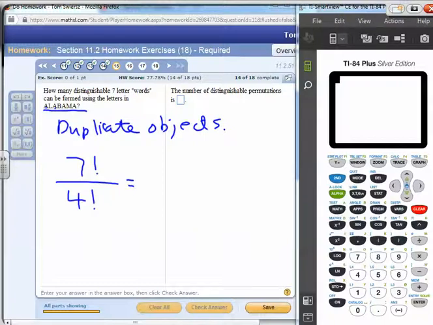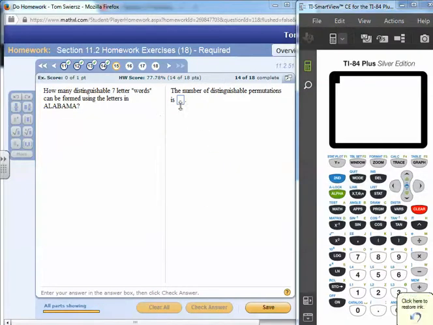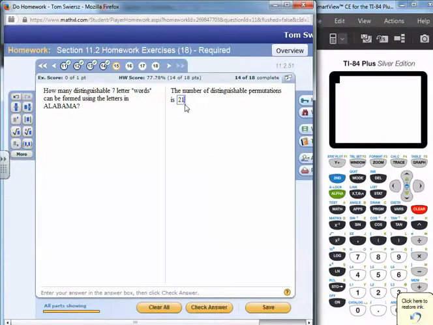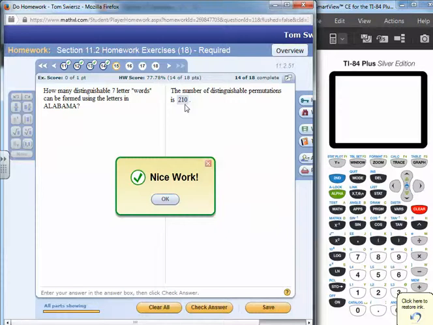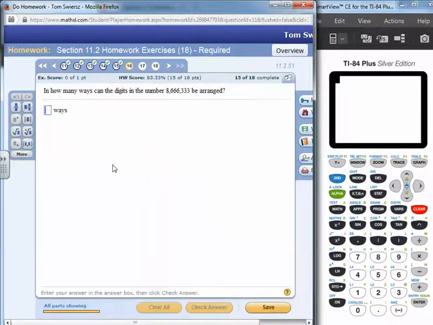So again, in this one, you could almost do it faster by reducing: 7 times 6 times 5, and then there's 4 factorial, right? The 4 factorials cancel, so it's just 7 times 6 times 5, which is 6 times 5 is 30, times 7 is 210. So the answer would be 210. Again, it's the total number n factorial in the numerator divided by the number of duplicates. All right, very good.